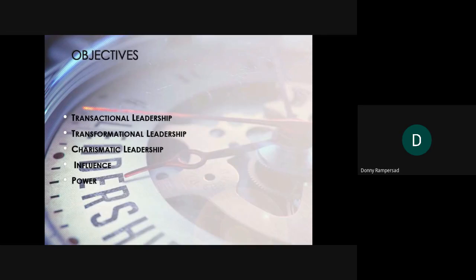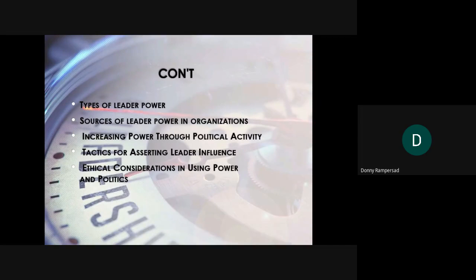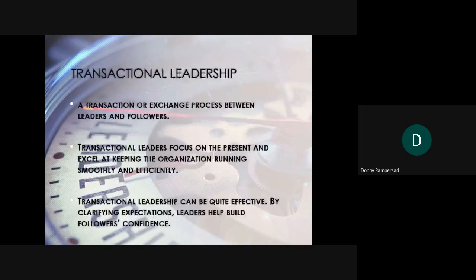Our objectives today are to have brief discussions on the following topics: transactional leadership, transformational leadership, charismatic leadership, influence, power, types of leader power, sources of leader power in organizations, increasing power through political activity, tactics for asserting leader influence, and ethical considerations in using power and politics. We start off with transactional leadership.